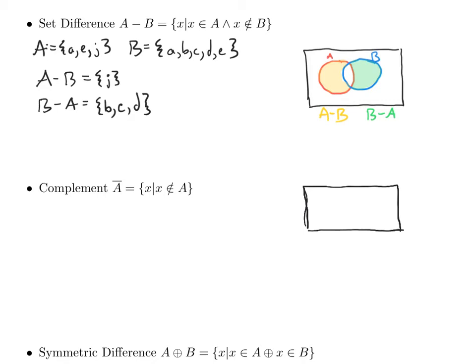So if this is our set A, the negation of A is going to be all of this stuff, everything in our universe that isn't in A. So all of that stuff.